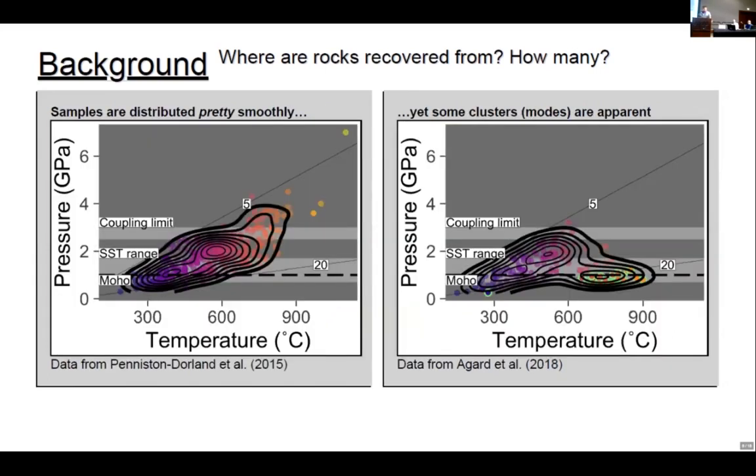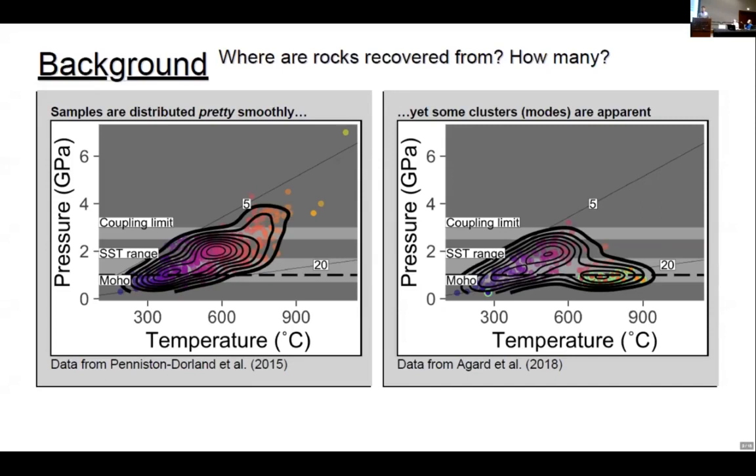Now, if we turn to the metamorphic rock record, here are two different compilations of PT estimates from the literature, on the left from Penniston-Dorland et al. 2015, and on the right from Agard et al. in 2018. We can see that natural samples, rocks that have pressure-temperature determinations made on them, represent rocks that were recovered from these shear zones.